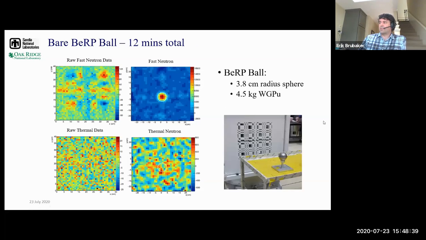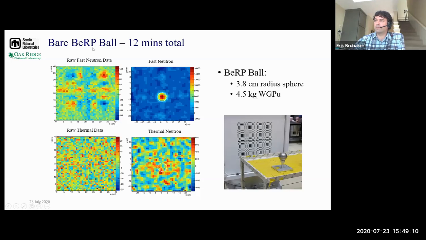Now there's a series of images looking at the Burke ball, and you may have seen the Burke ball before. It's a 3.8 centimeter radius sphere of weapons grade plutonium, 4.5 kilograms. There's a picture down here of where it's set up right in front of the imager. This slide is looking at a 12-minute measurement of the Burke ball bare, with no other material around.